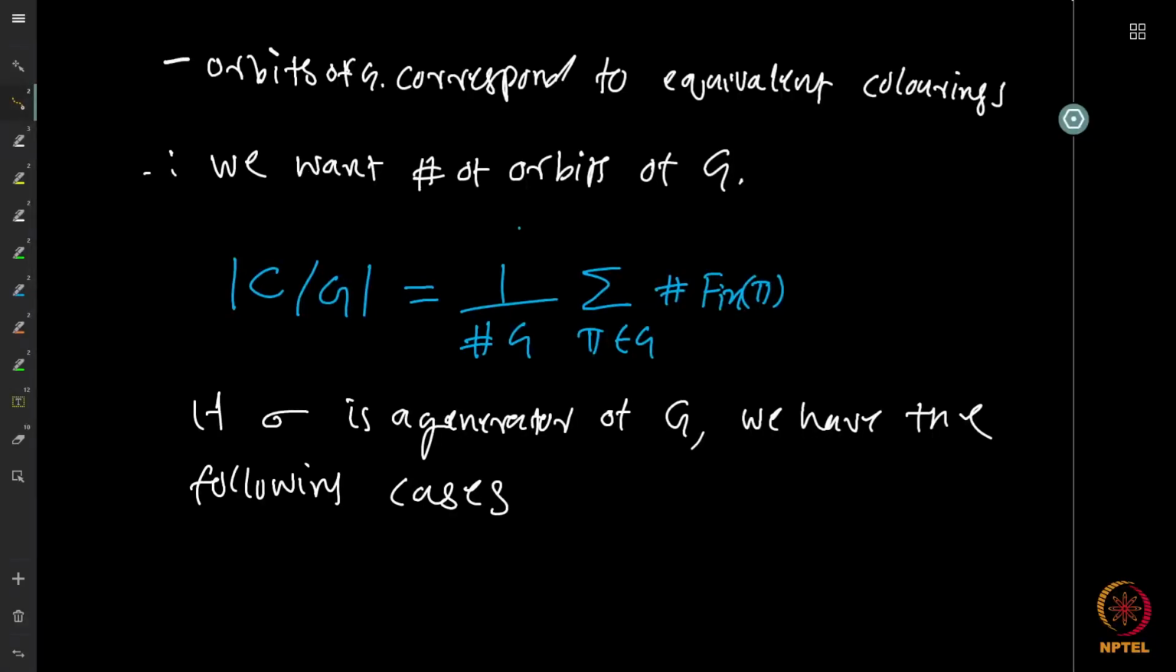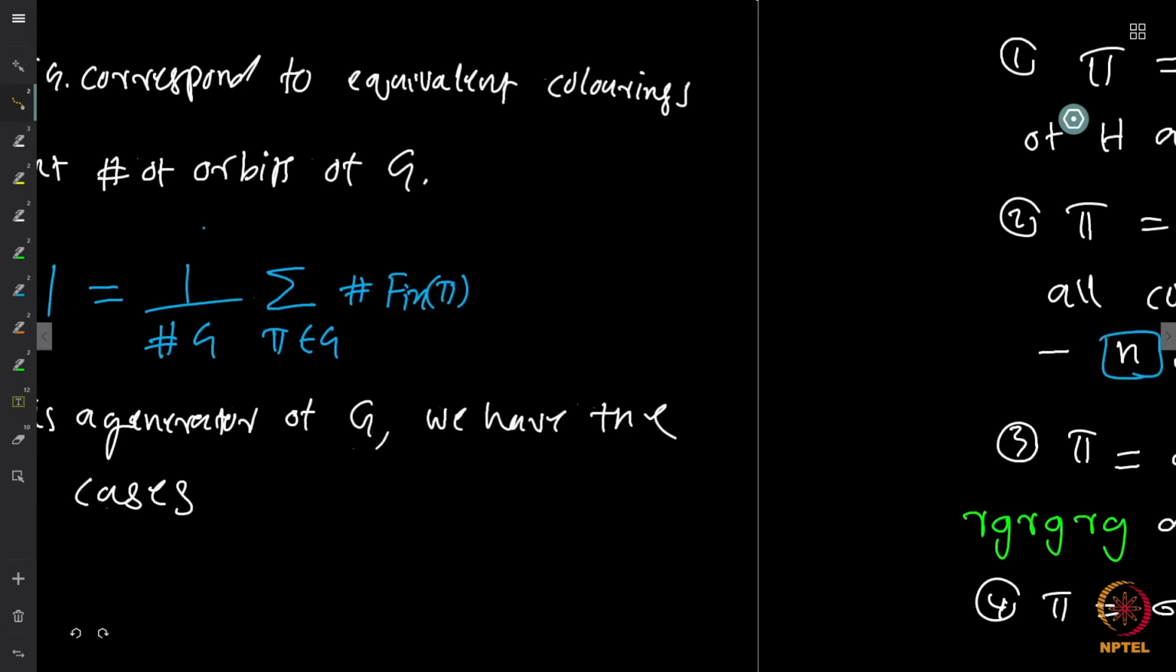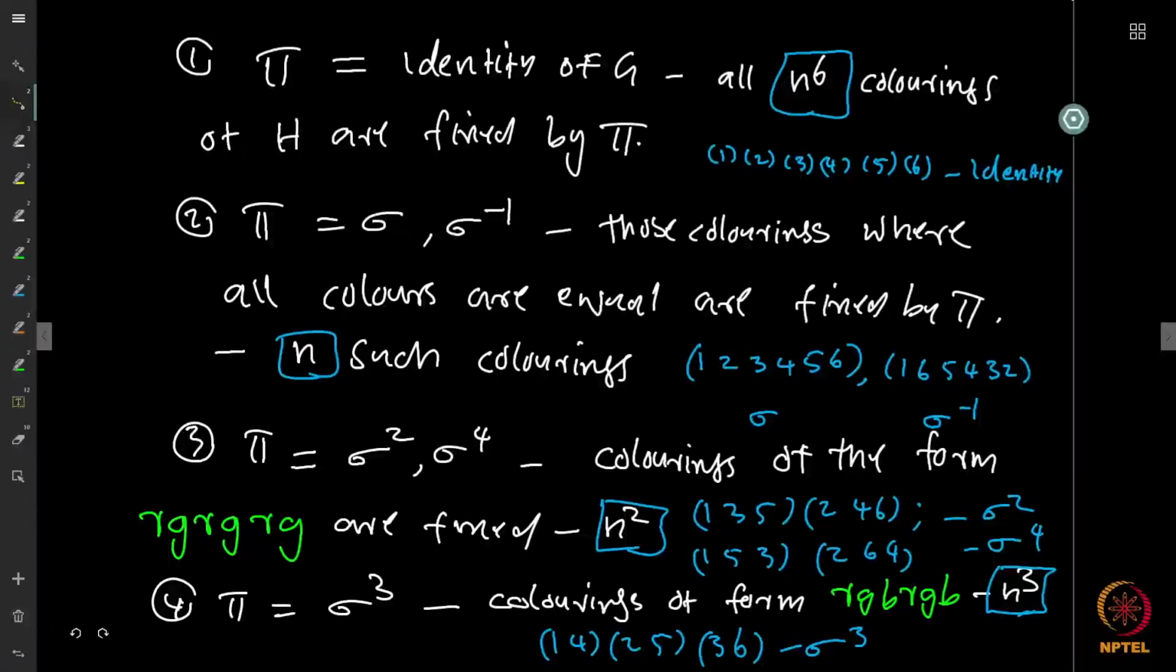Now, what is that? The cardinality of the orbit space of the action of G on C is the cardinality of C mod G, which by Burnside's lemma is 1 over the order of G, summation over all the permutations pi in G, of the cardinality of fix of pi, right? Now, if sigma is a generator of the group G, we have the following cases: the identity, sigma, sigma square, sigma cube, sigma raised to 4, sigma raised to 5, etc. So let us look at each case.